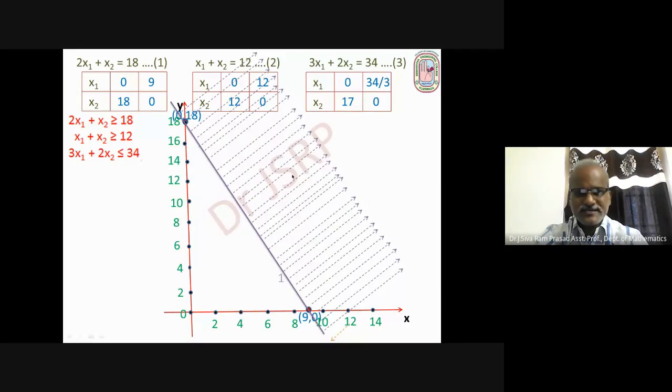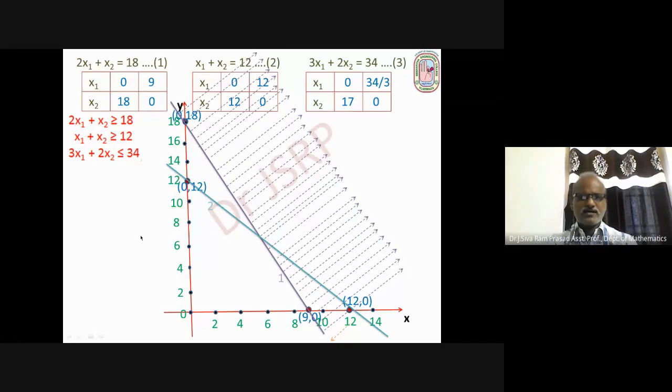Okay, right, next. Draw the second line. For the second line, first point 0, comma 12. This is on y-axis. This is 0, comma 12. Second point 12, comma 0. This is on x-axis. 12, comma 0. This is the point. Okay. So join these 2 points. So this is second line.